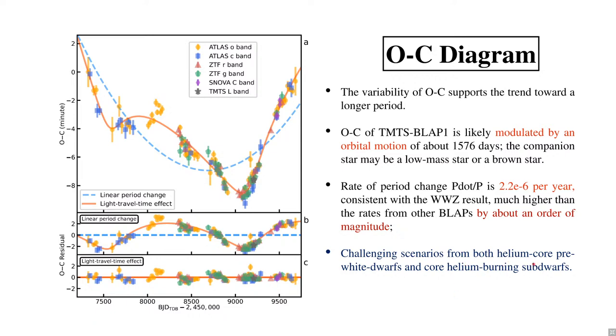For example, one of them is helium core pre-white dwarfs. The other one is core helium burning subdwarfs. Actually, both of these scenarios just predict a very low rate of change, much lower than the value we derived for TMTS blob one.